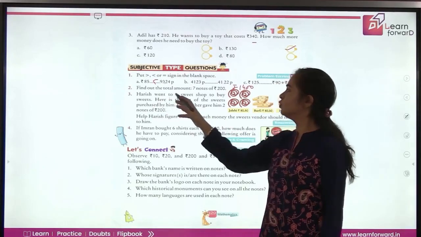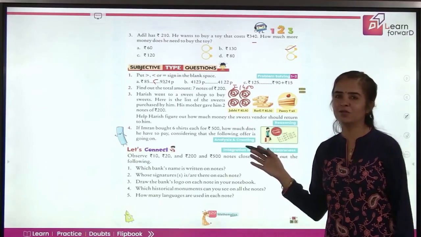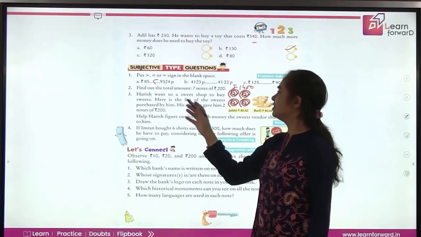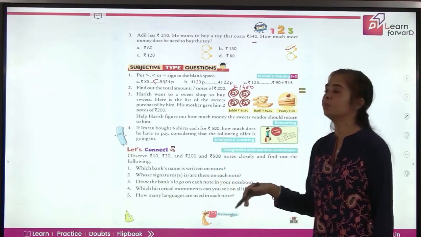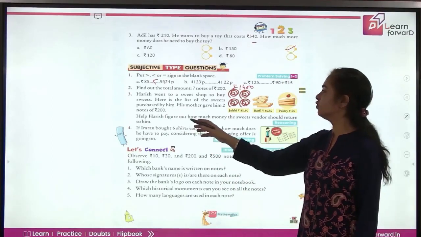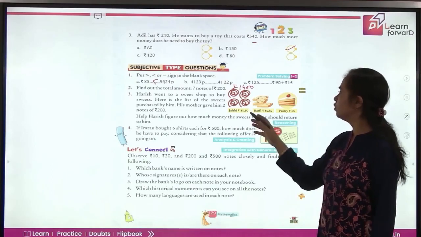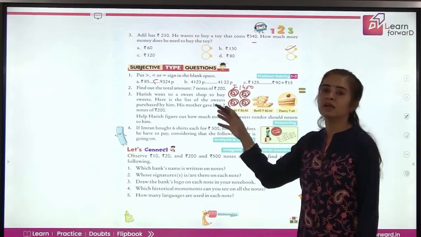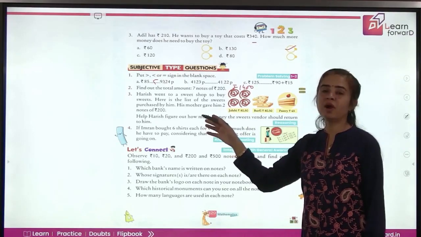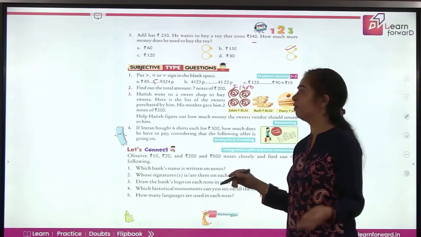Next, Harish went to a sweet shop to buy sweets. You can see, are they mouth watering? Okay, here's the list of the sweets purchased by him. His mother gave him 2 notes of rupees 200. Help Harish figure out how much money the sweet vendor should return to him. So first we will find out the total cost, and then his mother gave him how much money? 2 notes of 200 rupees means rupees 400.